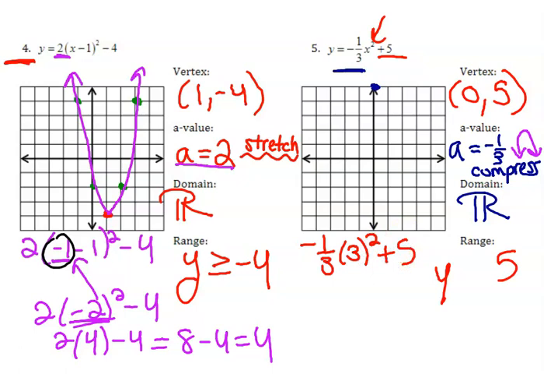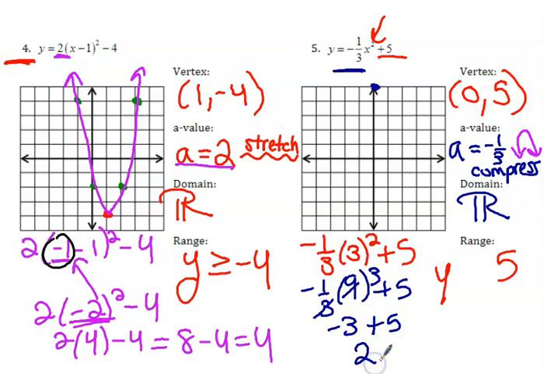Okay, so 3 squared is 9 times negative 1/3 plus 5. Well, the 9 over 3, that's a 3. And negative 1 times 3 is negative 3 plus 5, which is 2. So I plug in 3, and my answer is 2. If you notice, it's not going very fast down. It's not a stretch. Again, it's a compress, meaning it's going to be a very wide U.